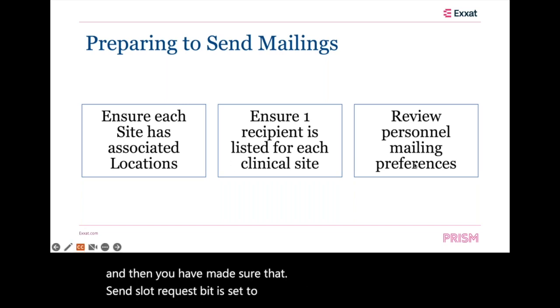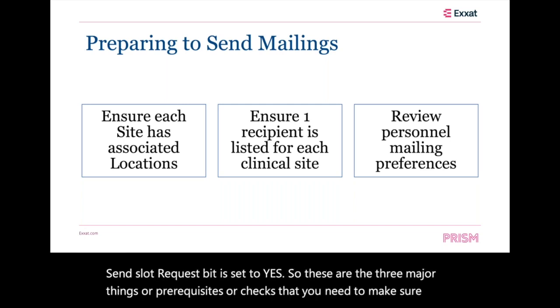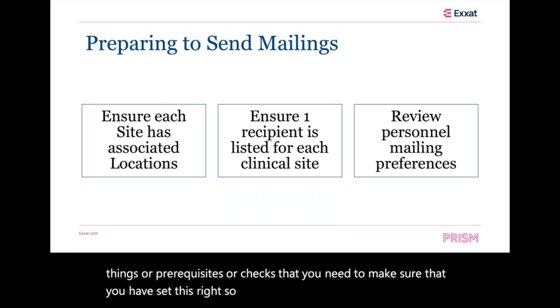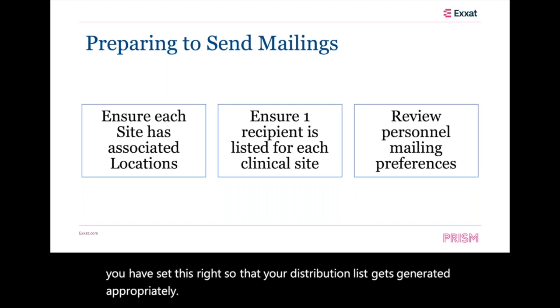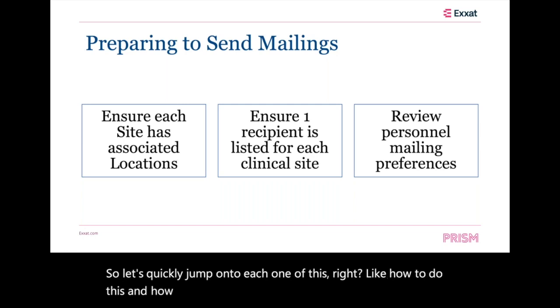So these are the three major prerequisites or checks that you need to make sure you have set right, so that your distribution list gets generated appropriately. So let's quickly jump on to each one of these, how to do this and how to check all this.